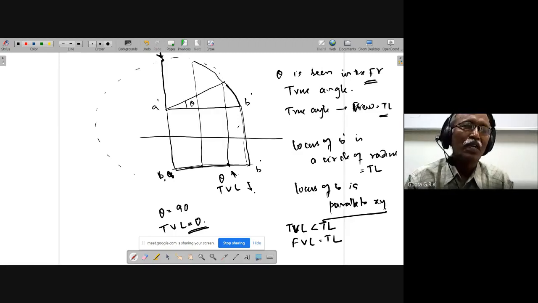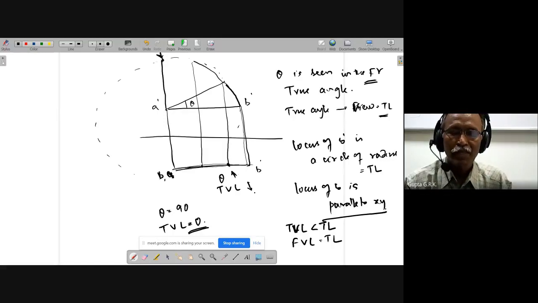Zero I don't call a true angle, it is just parallel. So wherever theta or phi is seen, that particular view length will be true length. The other view will be shortened length. Is every point clear here? Yes, sir.